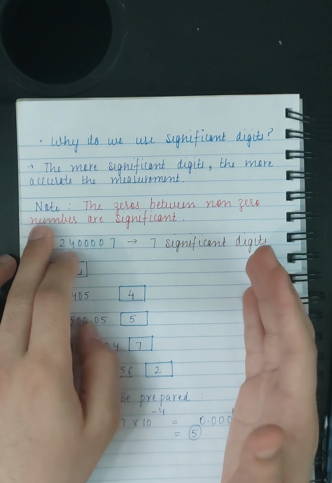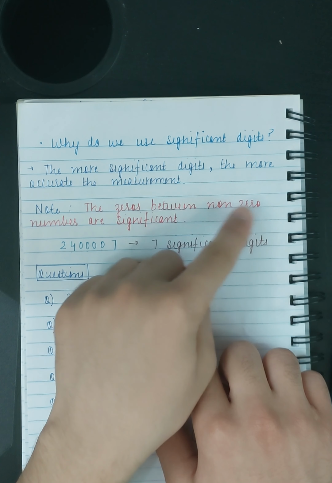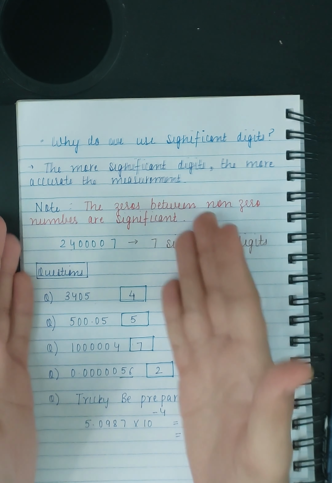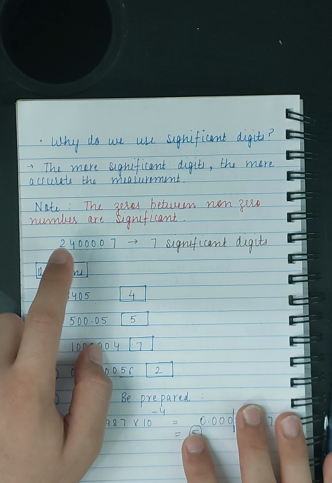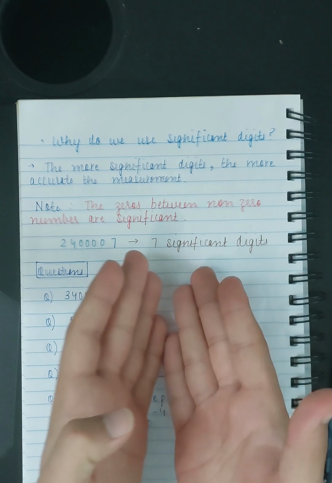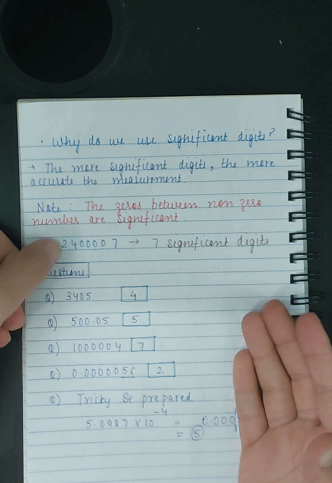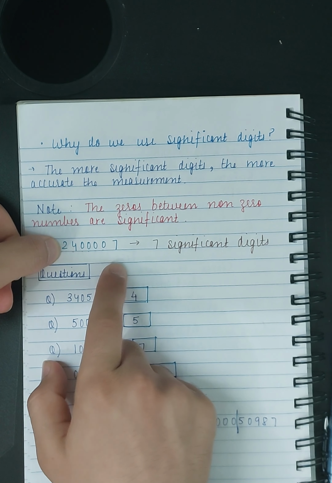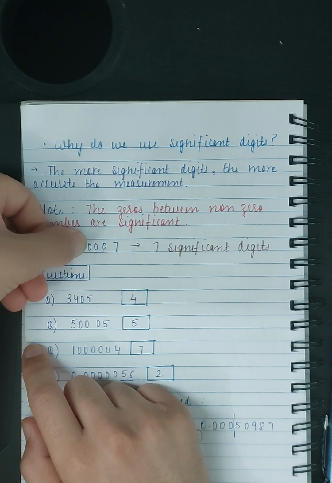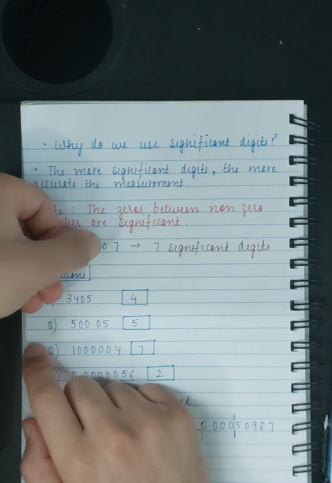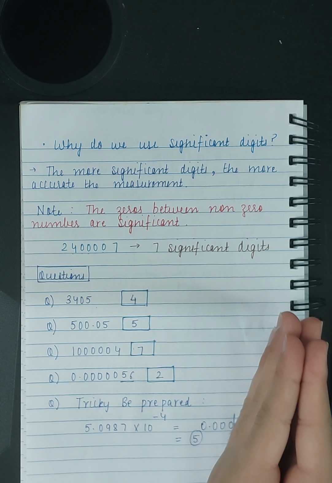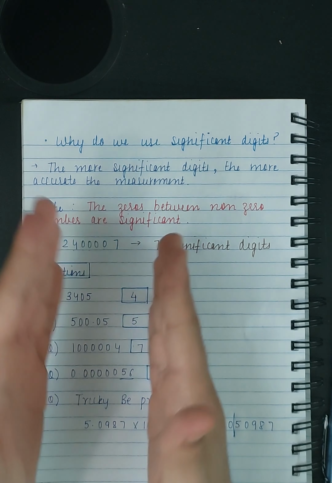There's one more note to be made. The note says the zeros between non-zero numbers are also significant digits. Let's look at this example. For instance, the zeros between 24 and 7 are also considered significant digits. If we count the number of digits, it's 1, 2, 3, 4, 5, 6 and 7. That's why we have 7 significant digits. Without further ado, let's get down to some questions.